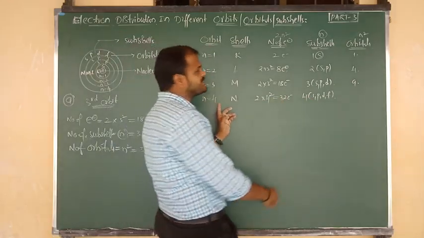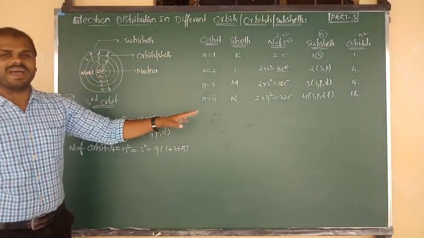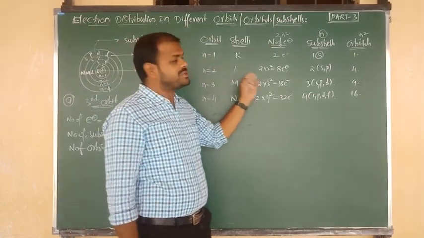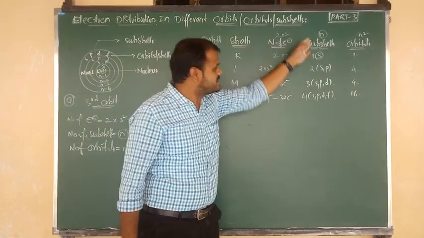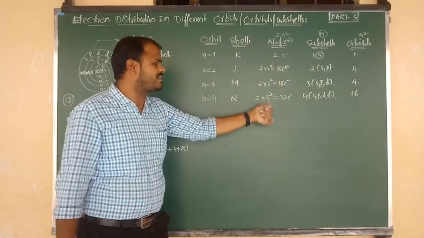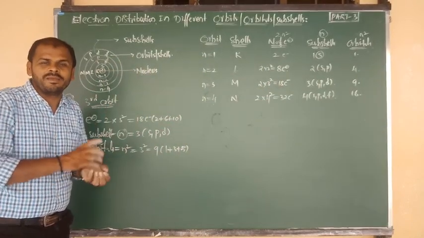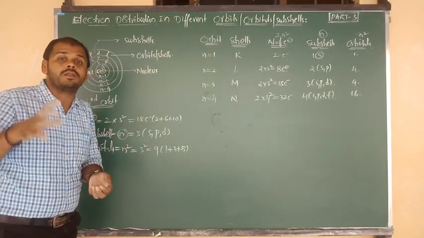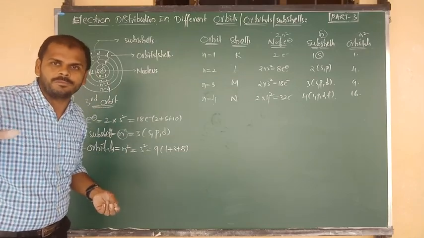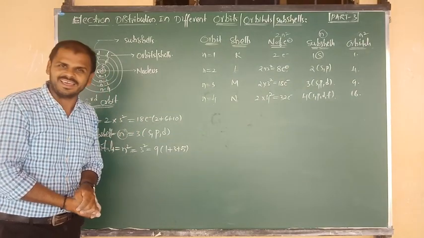Next, the n value is 4, so 4 square is 16 orbitals possible. In that manner, you can calculate the orbit number, how many orbitals are in that orbit, how many subshells there are, what the subshells are, and how to calculate the number of electrons. This information is very useful for further studies, especially for atomic structure and some more chapters, this topic is very important. I hope you understand this information clearly.